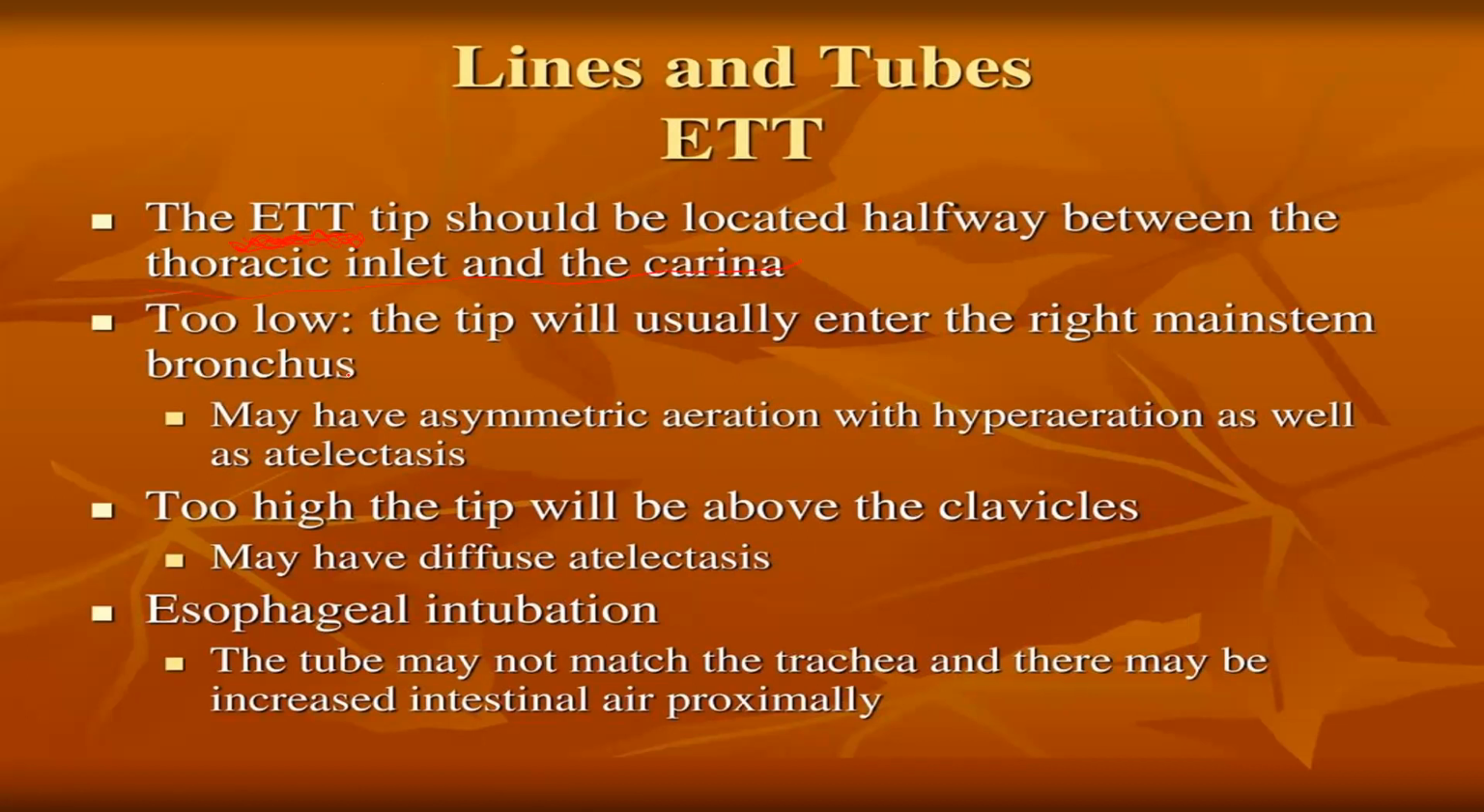If the ET tube you placed goes too deep, there would be hyperinflation, which leads to atelectasis, emphysema, or pneumothorax. So it is very important to locate the tube position, between the thoracic inlet and carina. If it goes into the esophagus, there would be proximal intestinal air. If it is too high, the tube will be above the clavicle, causing diffuse atelectasis. Whatever, that will not be asked in the exam.